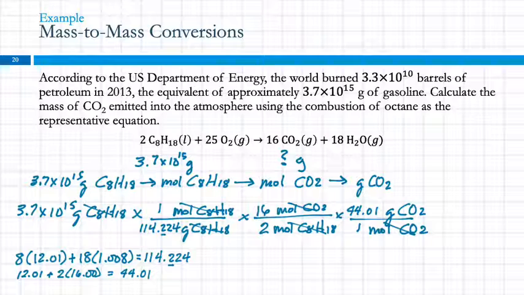There's my equation. Start at the left and go across to the right. Multiply by the top, divide by the bottom. So 3.7, and as I press the EE button, I think, times 10 to the 3.7 EE 15. And I'm going to divide by 114.224, and I'm going to multiply by 16 and divide by 2 and multiply by 44.01, equals.